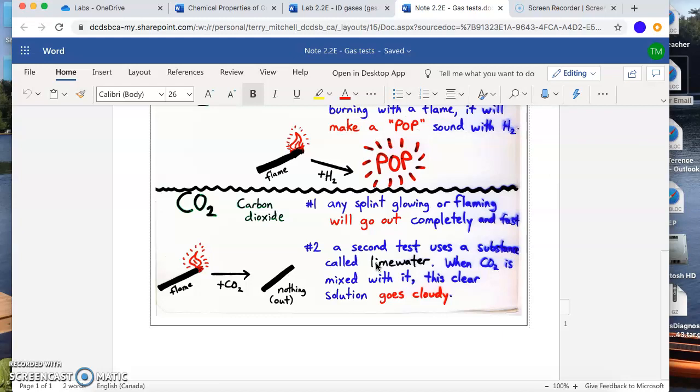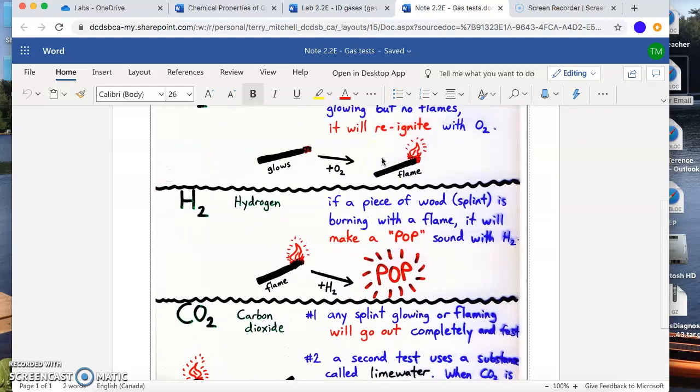It's captured in a test tube, run through a little hose. The gas runs through a hose and into some lime water, and you can watch the lime water go cloudy. I'm also going to link a video that shows the Hindenburg explosion.